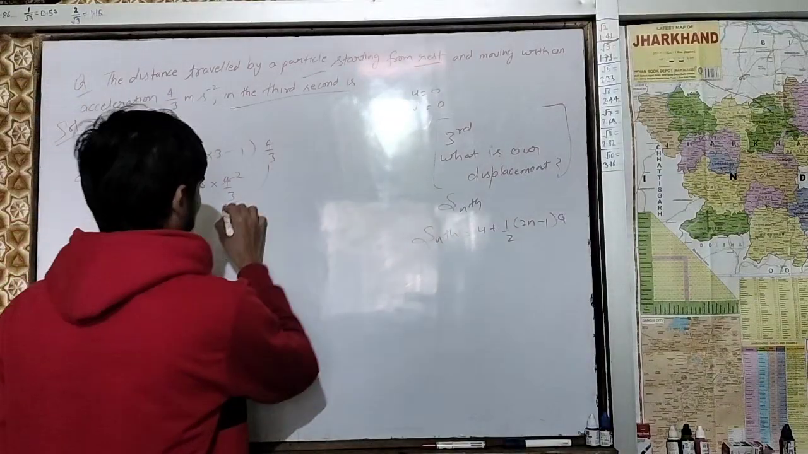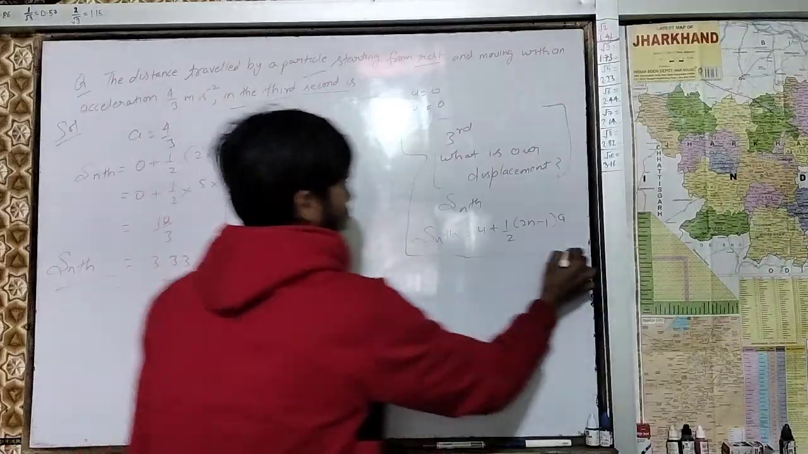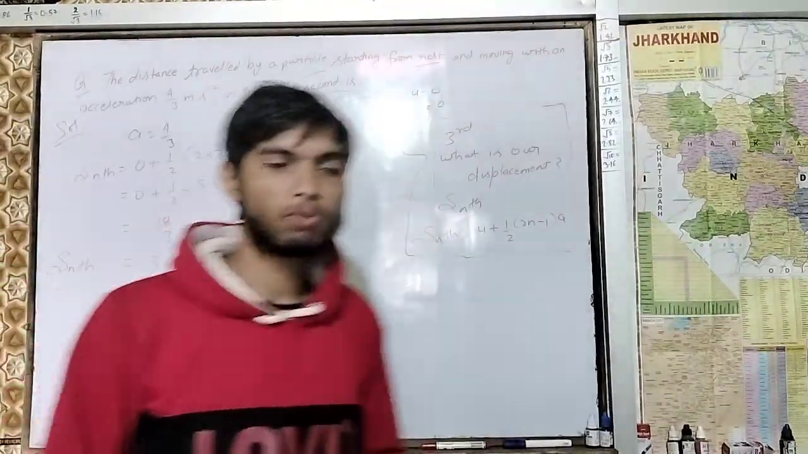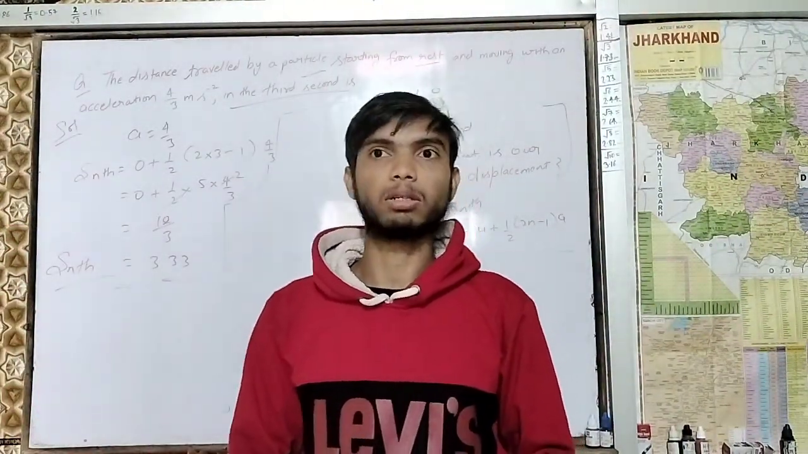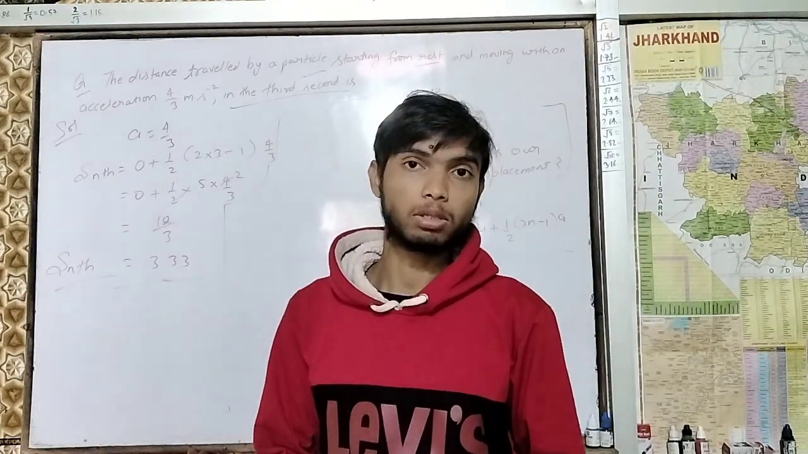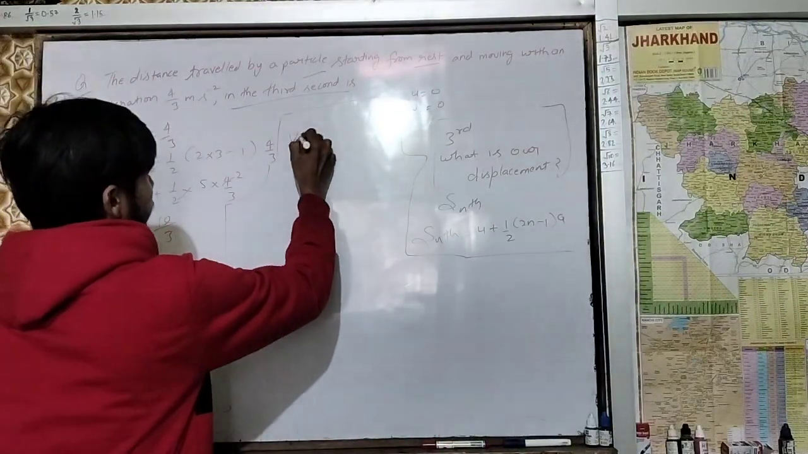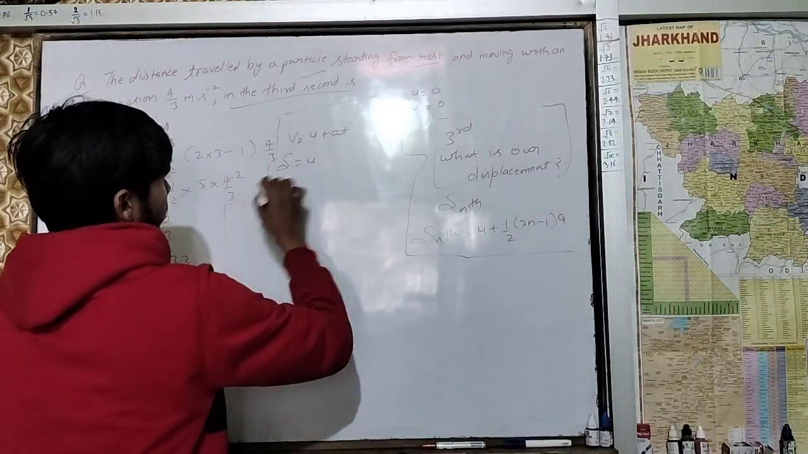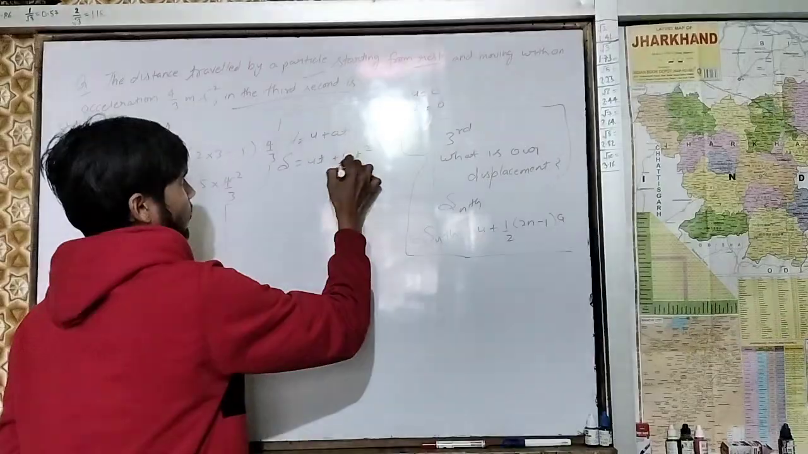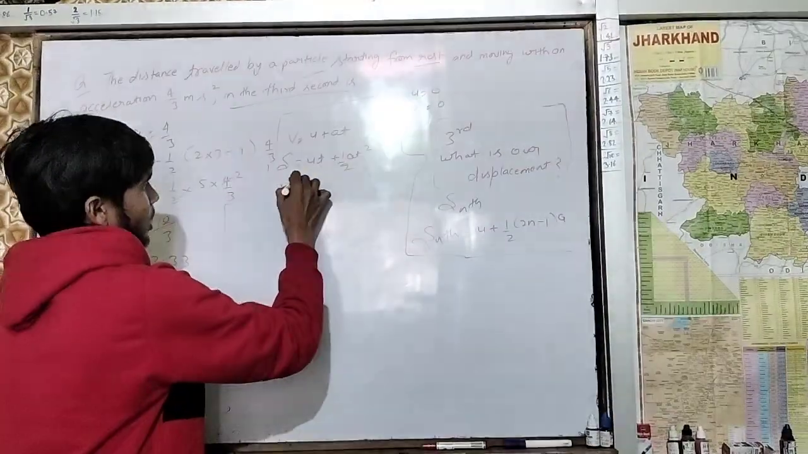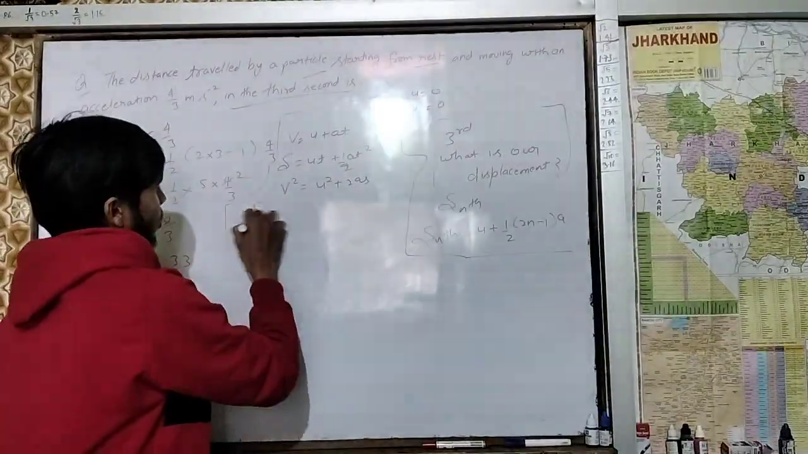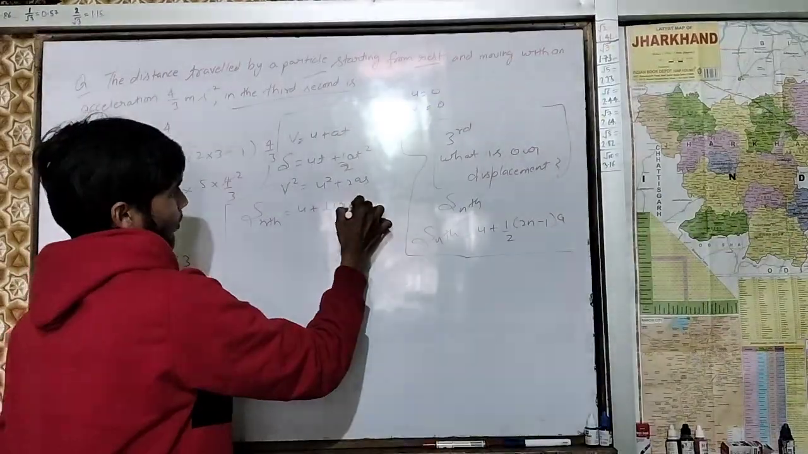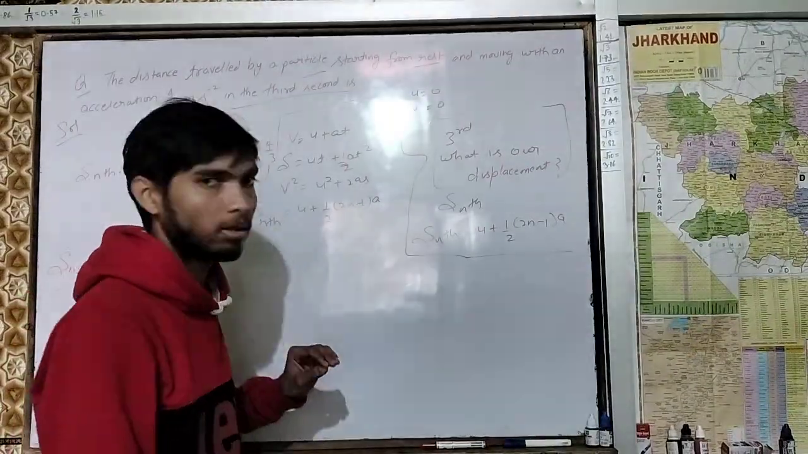After this we will see some questions. During this lecture, we were using the formulas of motion, the three equations of motion: v is equal to u plus at; s is equal to ut plus half at square; v square is equal to u square plus 2as; and S_nth is equal to u plus half, 2n minus 1, a. All these formulas were used.